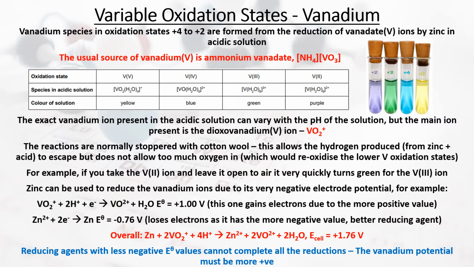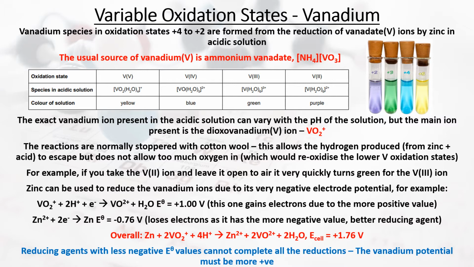But we can think about going all the way down to the plus 2 ion. And the key thing is that we always need our vanadium potential to be the more positive one. We always want our vanadium to be the one that is being reduced, gaining the electrons. For that to happen, the other metal we're using to reduce this, the zinc in this case, has to be more negative in terms of its electrode potential.